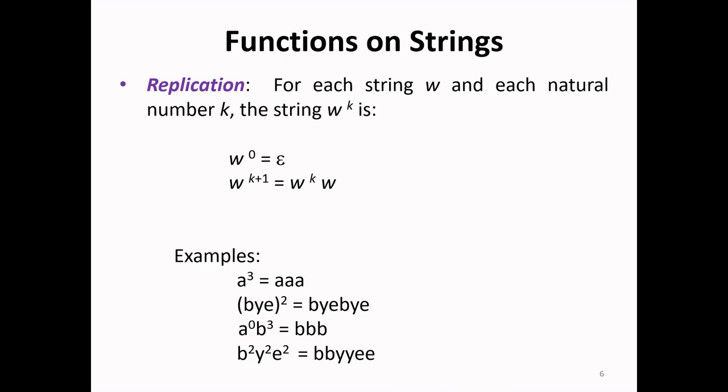In this string, a is replicated 0 times, b is replicated 3 times. Hence, the string obtained is bbb. And in the last string, b is replicated 2 times, y is replicated 2 times, and e is replicated 2 times. Hence, the string obtained is bbyyee.